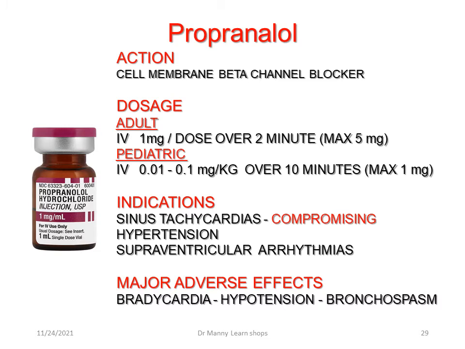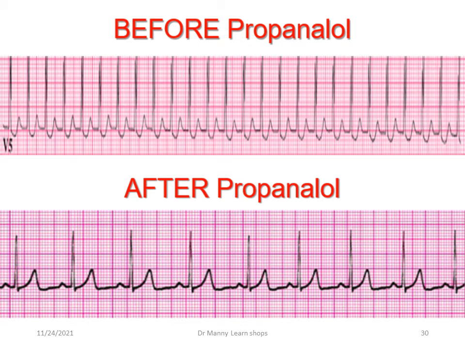It's also for hypertension and supraventricular arrhythmias, such as atrial tachycardia, rapid atrial fibrillation, maybe atrial flutter, but it depends on your cardiologist. The major adverse effects are bradycardia, hypotension, and bronchospasm, because as we said, propranolol is not recommended for people with chronic lung disease, such as asthma or having wheezing or breathing difficulties. Now have a look. This is a supraventricular tachycardia before the propranolol, and God willing again, after the propranolol, they've converted to a sinus rhythm.